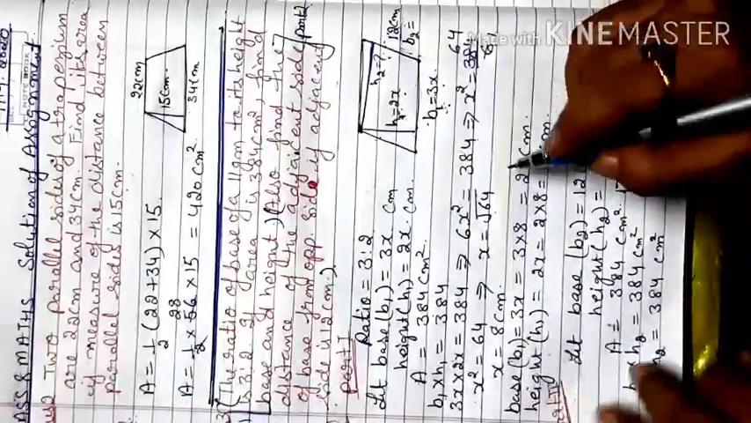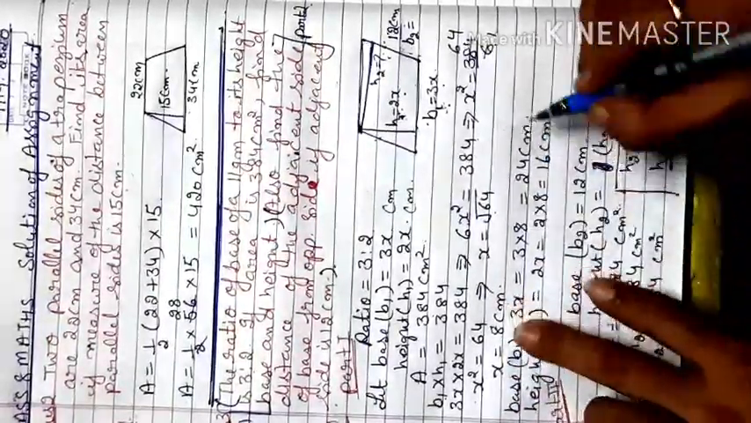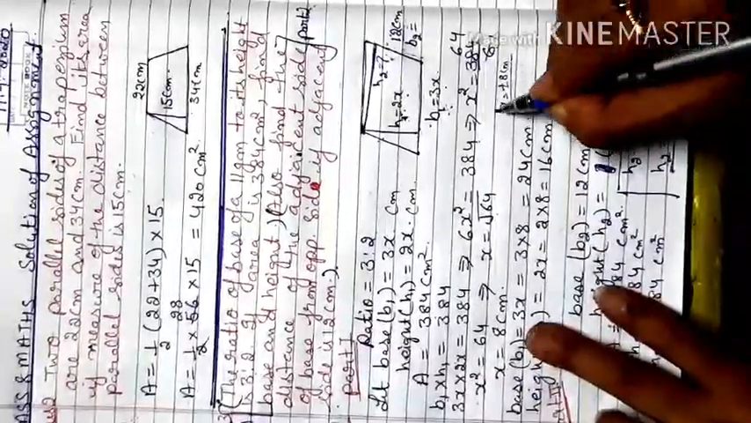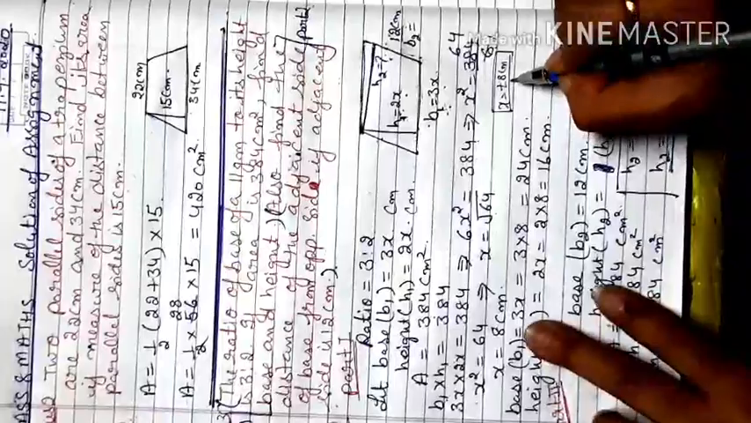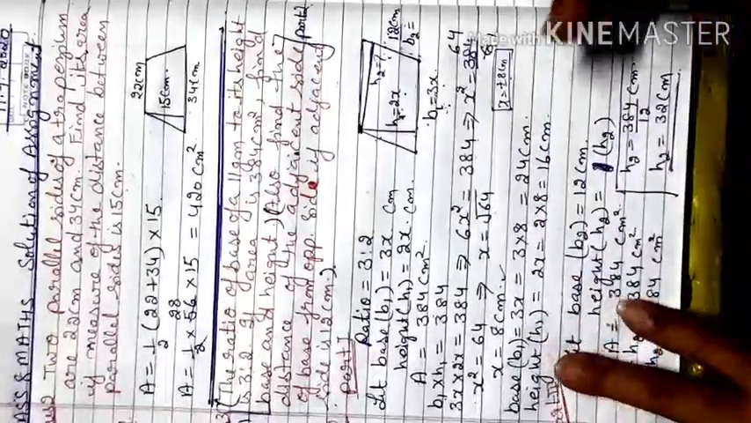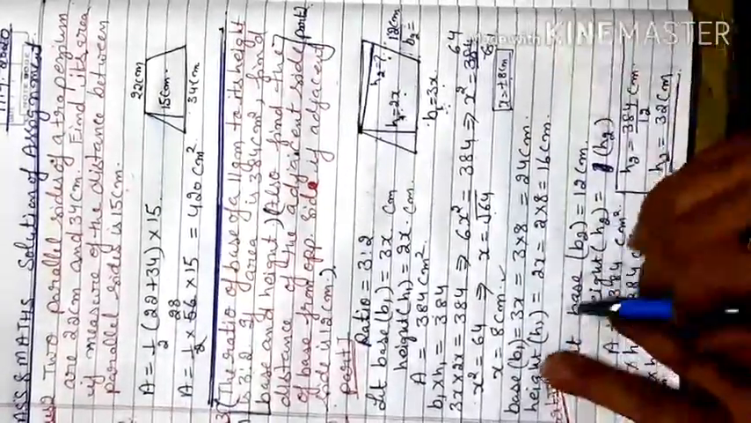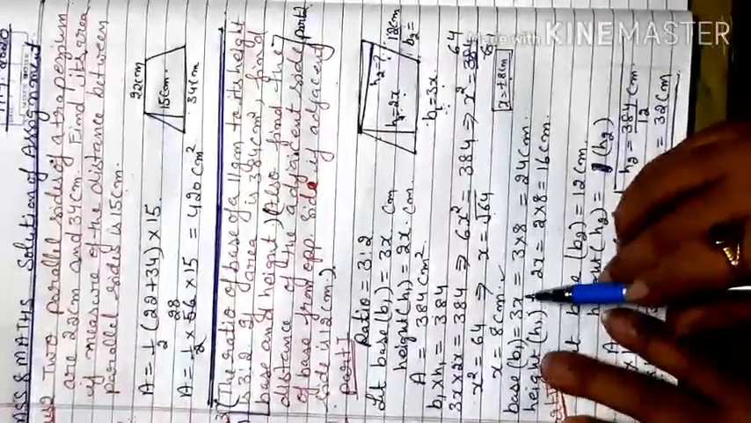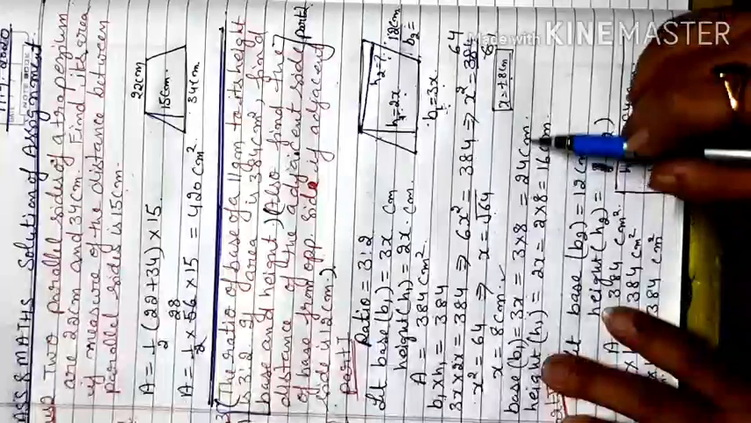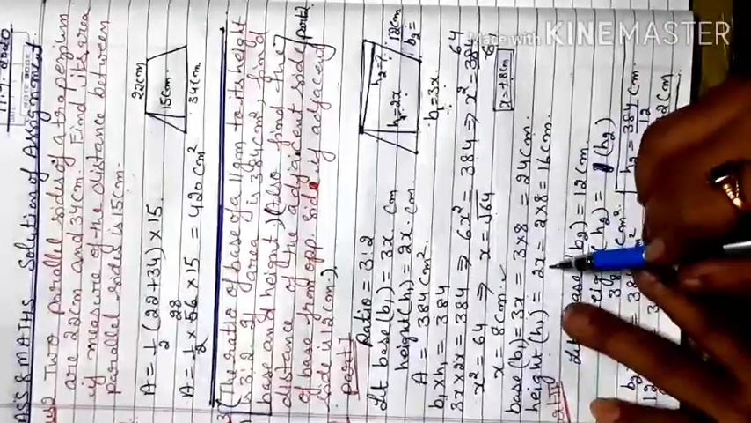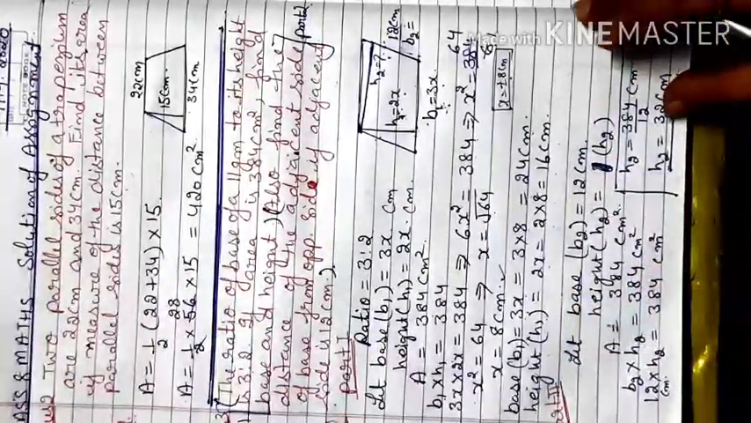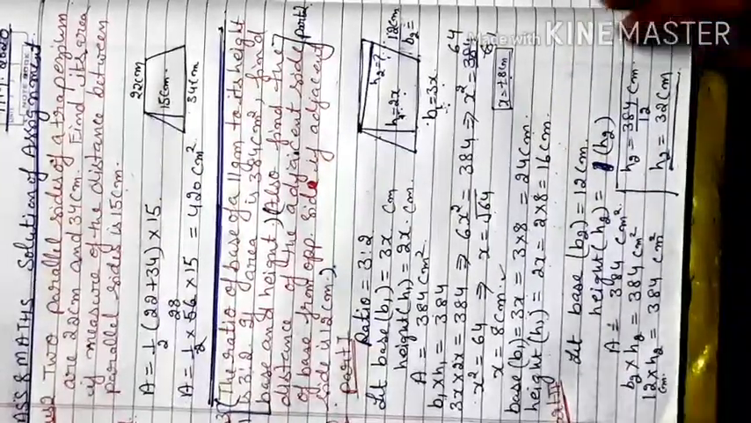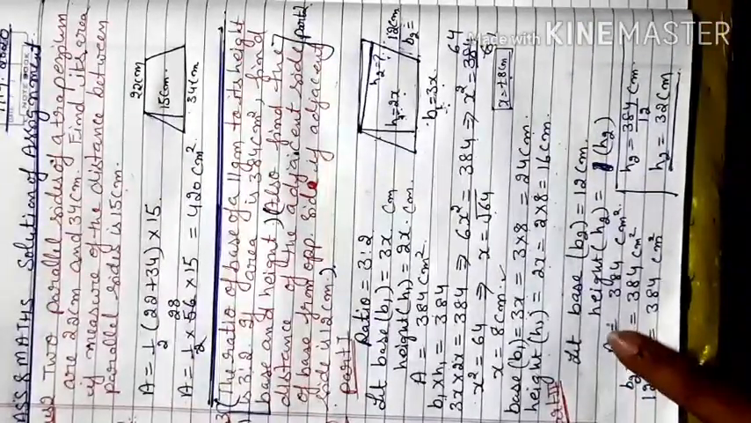Generally, when we take the square root, we always write plus or minus 8 centimeter, and distance is never measured in negative, so we always pick the positive sign in the form of distance. According to that, if x is equal to 8 centimeter, base 1 is equal to 3x, 3 into 8 is equal to 24 centimeter, height 1, 2x is equal to 2 into 8, 16 centimeter. So that is the required base and height that we have to find.